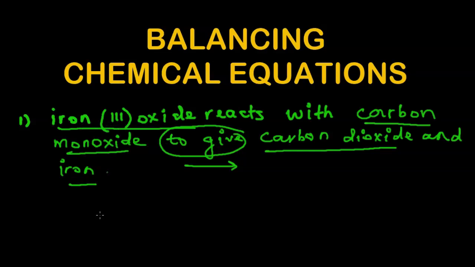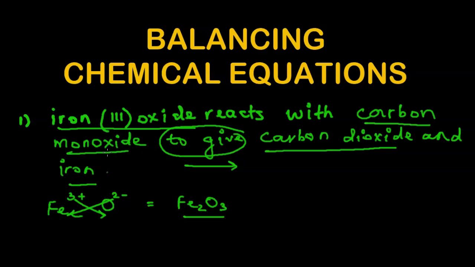So iron 3 oxide means we have iron, which is Fe. 3 means we're going to take the 3 positive charge of iron. Oxide is O with 2 negative. When we crisscross, we get Fe2O3. So iron 3 oxide is Fe2O3.